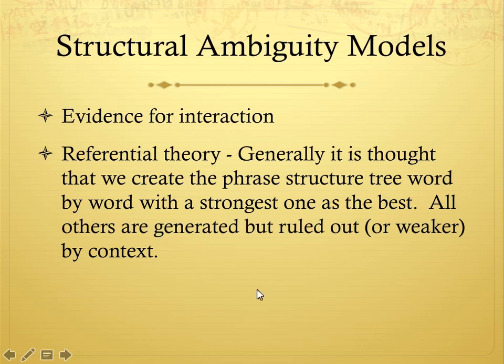So generally, it's thought that we're creating a phrase structure word by word, syntactically, and we have the strongest phrase structure possible as the best one. And then we're generating all of these other possible phrase structures, but they're being ruled out by context. So syntax is doing its thing, building this phrase structure, and semantics is actually disposing. So syntax composes, semantics disposes, or proposes and disposes. But semantics is ruling out some of these other possible options.